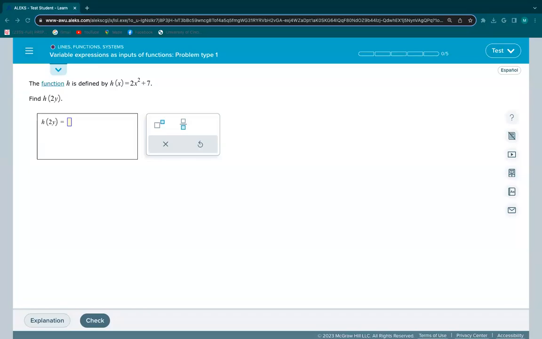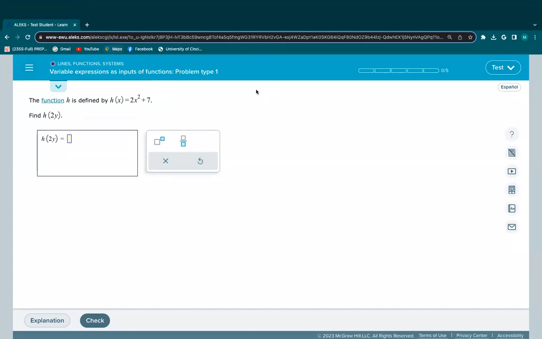All right, so variable expressions as inputs of functions, problem type 1. These ones shouldn't be too bad. It's a lot of substitution. If you need to, use 2 different colors, but we're going to write the problem, and then write our work right beneath it. So we have h of x equals 2x squared plus 7.